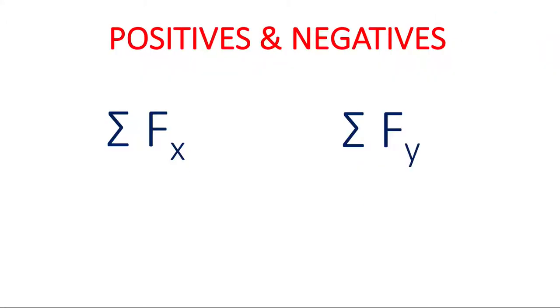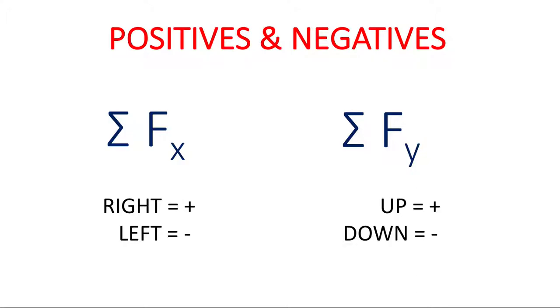Before we do any math, we need to establish our positive and negative directions. We use the same system that your math teachers use. So, in the x dimension, any arrow that points to the right is a positive force, and the left is a negative force. In the y dimension, any arrow that points up is a positive force, and down is a negative force. Again, this should feel natural because it's the same system that your math teachers use.